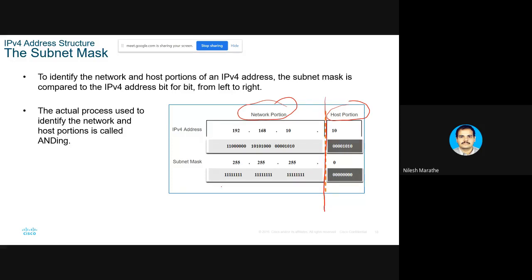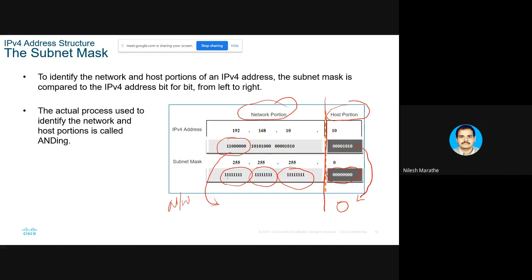The number of ones in the subnet mask, listen carefully, decides the number of bits from the IPv4 address taken as they are to form the network portion. Whereas the 0 bits of the subnet mask replace all the corresponding IPv4 address bits with 0.